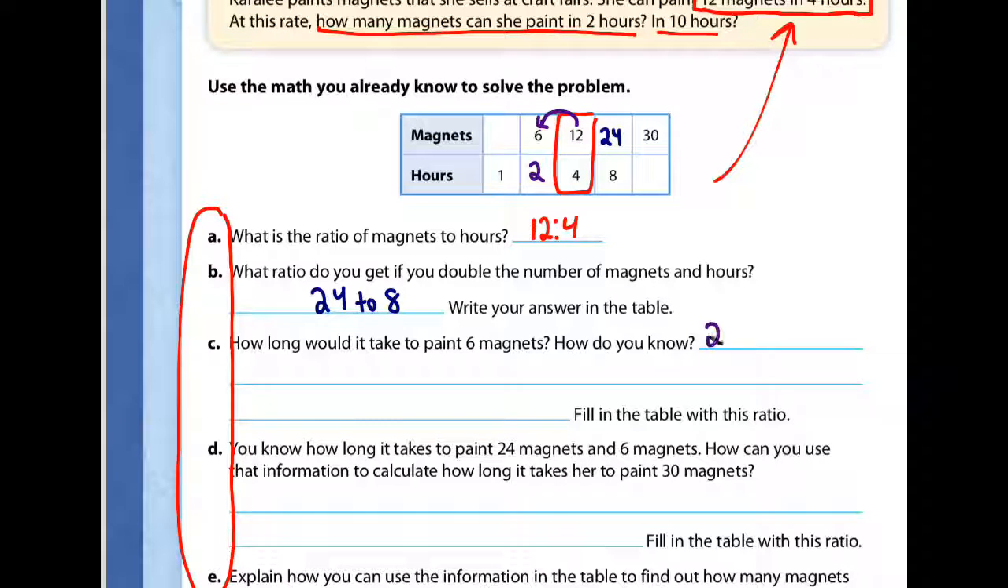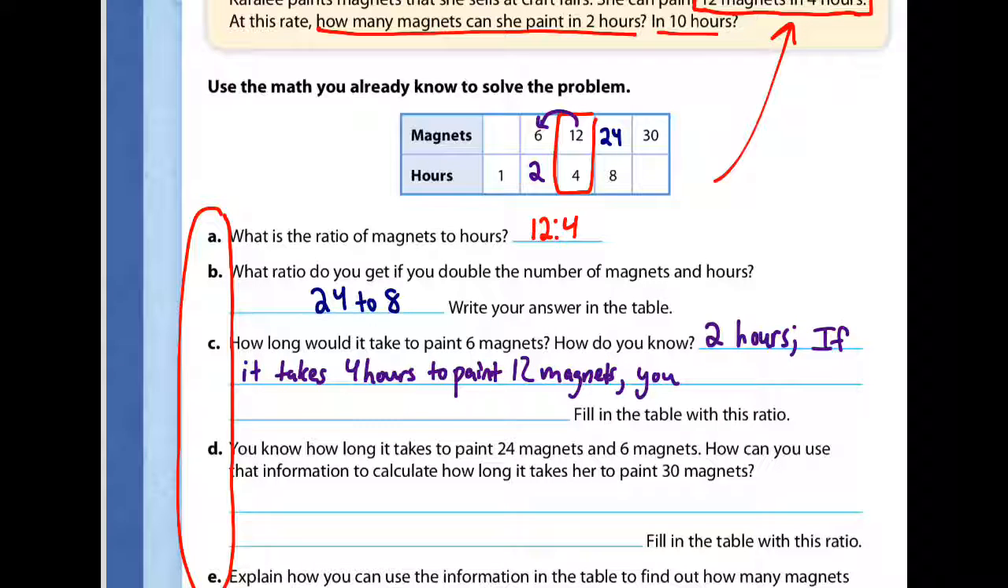So first off, my answer is 2 hours. I'm going to put a semicolon. So I'm just going to say, if it takes 4 hours to paint 12 magnets, remember, that's my ratio, 12 to 4. You just divide by 2. Oops, sorry about that. Divide both numbers by 2. Because remember, isn't that what I did? I took the 12 and the 4 and divided by 2 to get the 6 and the 2. Now, you do not need to have my exact words, but as long as you had the answer, the answer was 2 hours, and you explained it, you should be fine for that one.